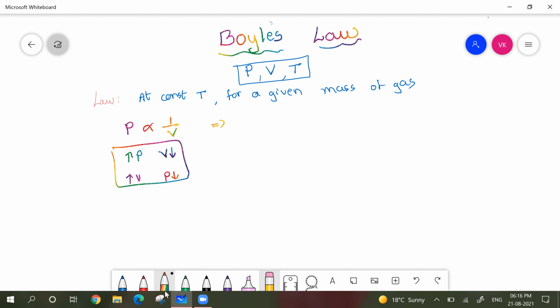So if we remove proportionality, let us keep a constant. P is equal to K over V. That means PV is equal to K. So this is Boyle's law.